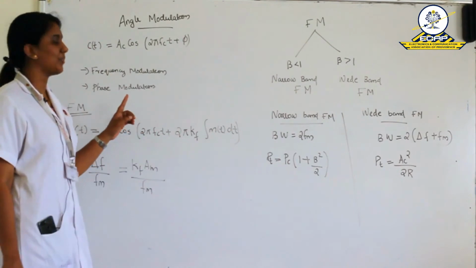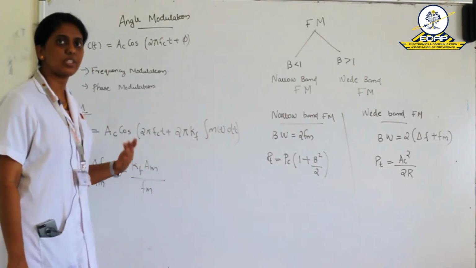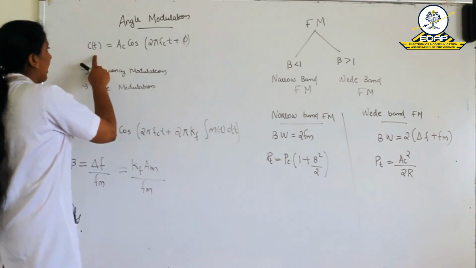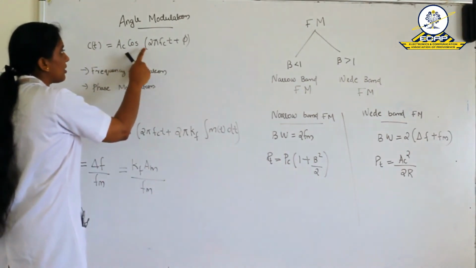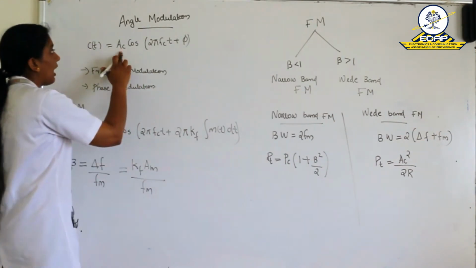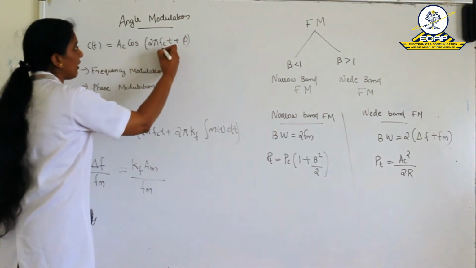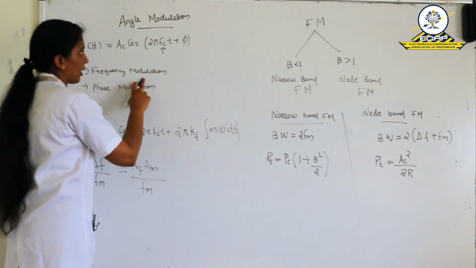Next, we are going to discuss angle modulation. Angle modulation is also similar to amplitude modulation. The general expression for the carrier c(t) is equal to Ac cos(2 pi fct plus phi). If we vary the amplitude of the carrier, it becomes amplitude modulation. If we vary the frequency of the carrier, it becomes frequency modulation.